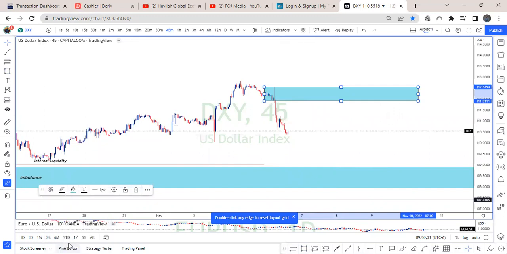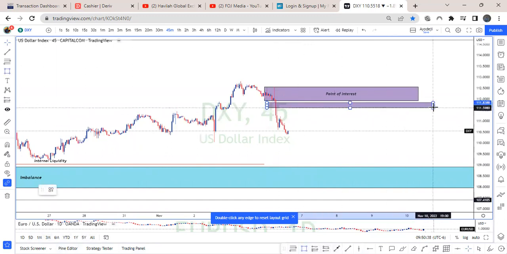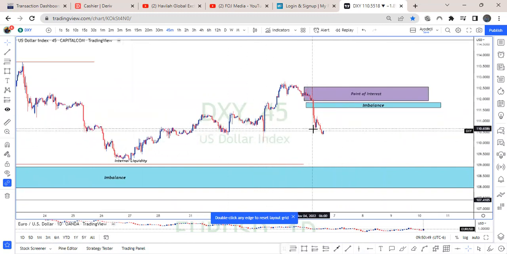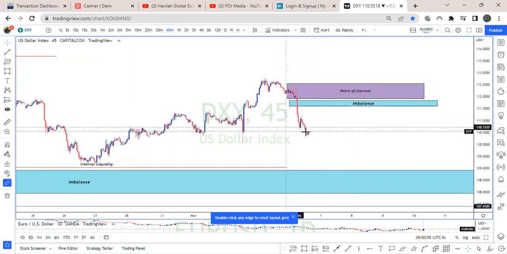This is a valid point of interest. And below that valid point of interest, there is an imbalance that was created. Because this broke this structure, it broke out of this place already. So I expect DXY to buy back up, because this whole move happened by reason of the FOMC. So I expect DXY to buy back up into this imbalance or tap into this point of interest.